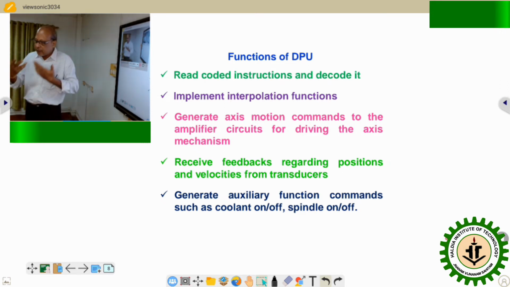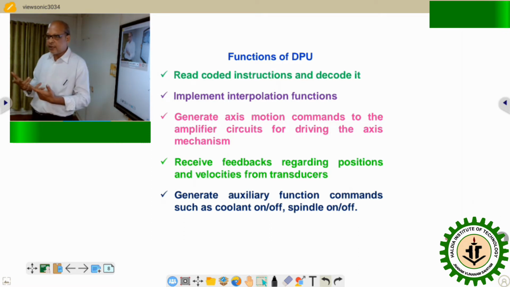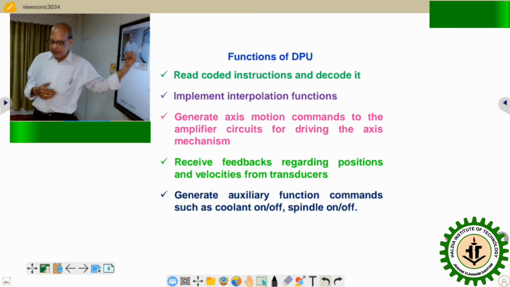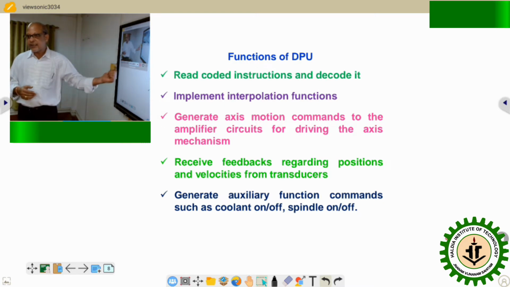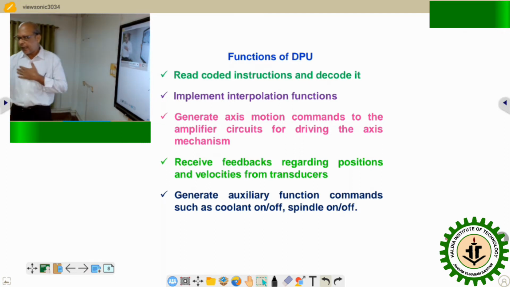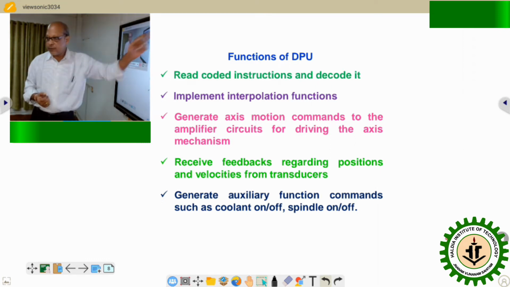The data processing unit takes the decision or carries out calculations, similar to our brain, and whatever decision is taken care of by our brain, in this case the DPU, those instructions are implemented or executed by the lower level, that is the control loop unit, similar to our manipulator like a hand. Okay, so what are the functions the DPU is supposed to carry out?